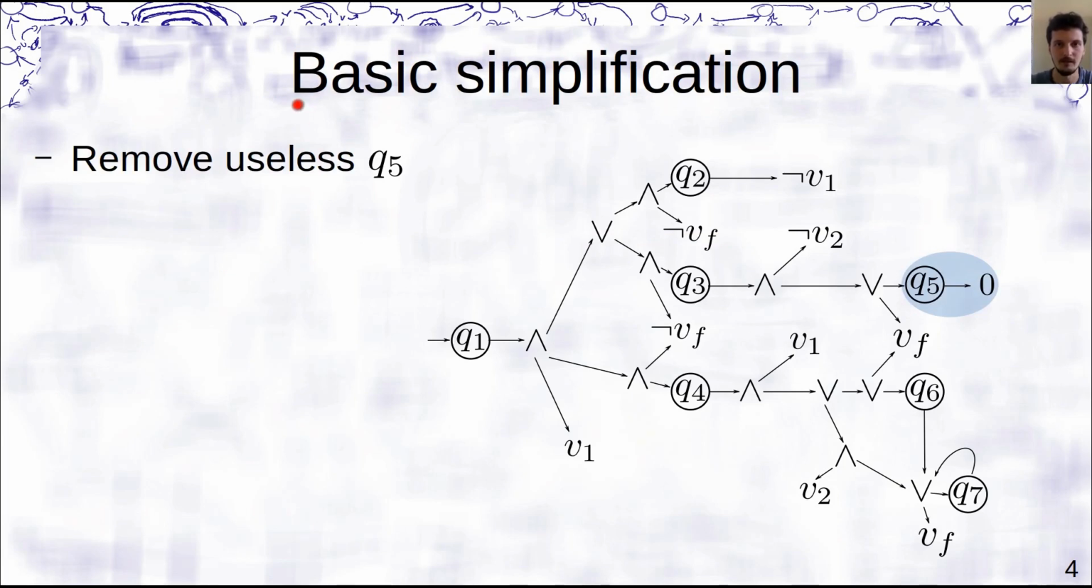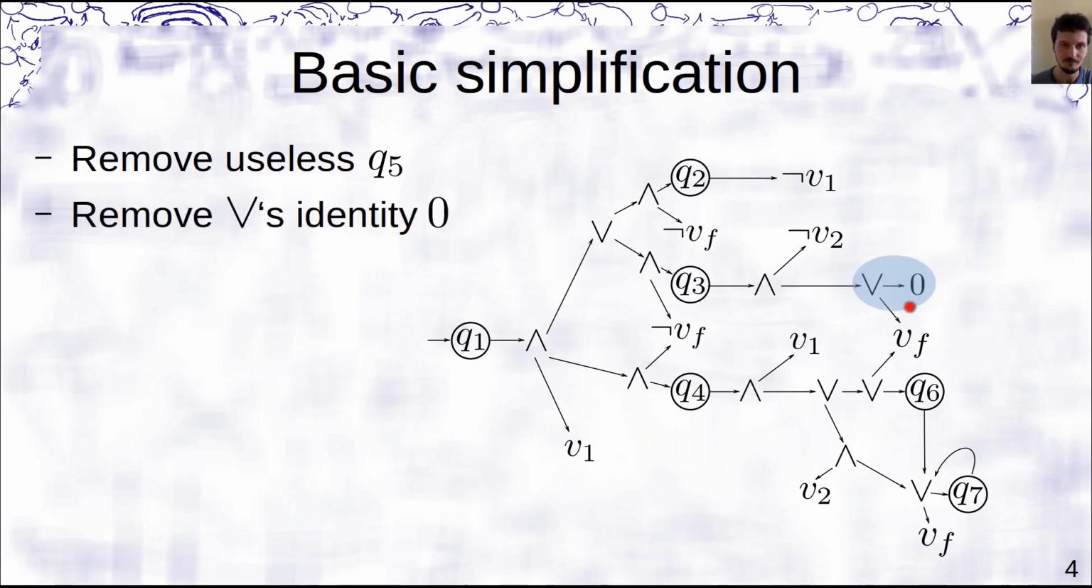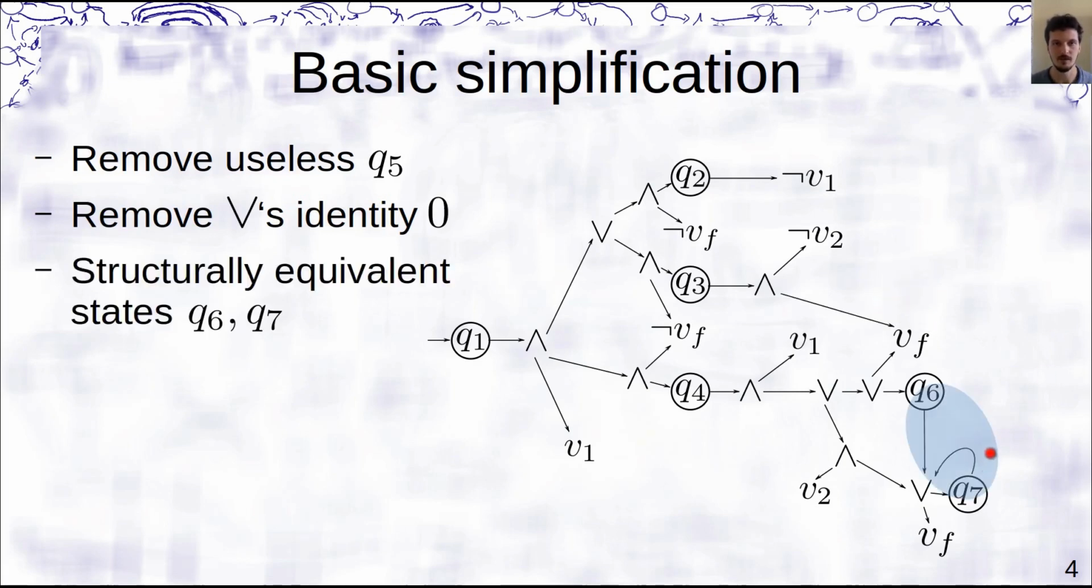An important part of our simplification procedure is what we call basic simplification, which uses well-known Boolean laws, structural hashing, and some other common sense. We can easily see that the language of the state q5 is empty, and it can therefore be replaced with Boolean 0. 0 is the identity of disjunction, so it can be removed. The states q6 and q7 share the transition formula. They can be merged into one.